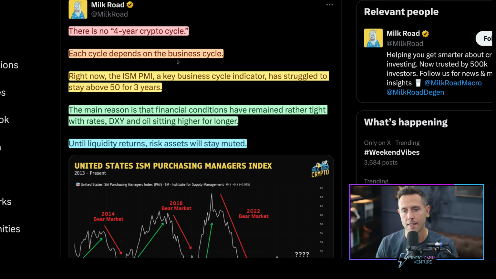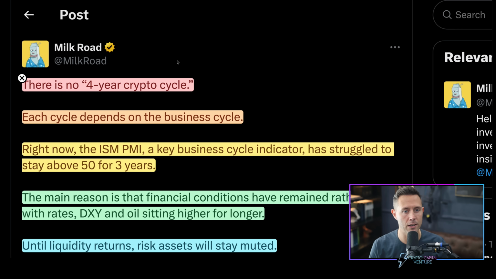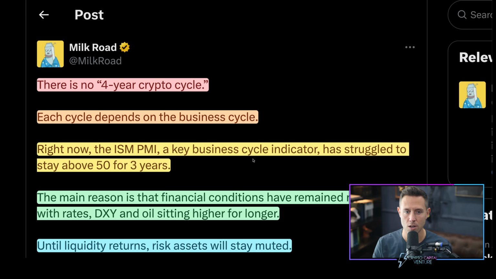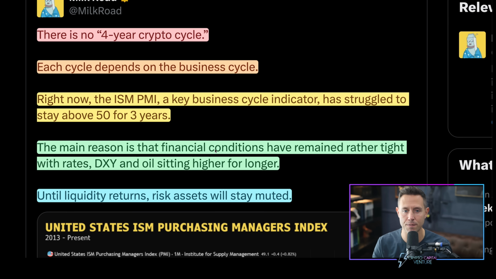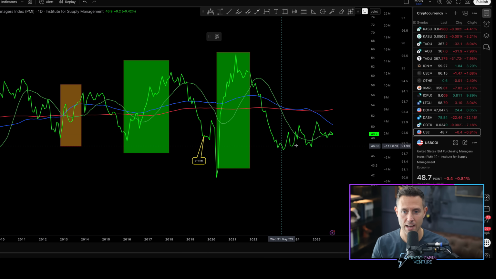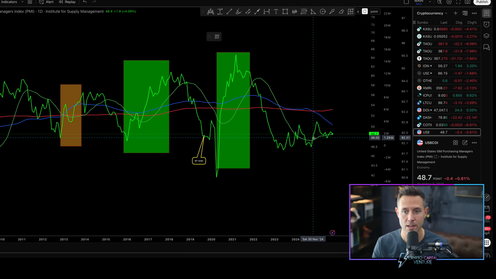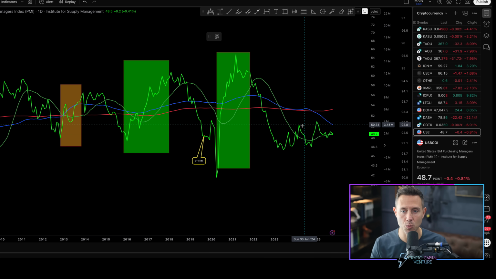So here's the post that my buddy shared with me. There's no 4-year crypto cycle. Each cycle depends on the business cycle. Right now, the ISM PMI, a key business cycle indicator, has struggled to stay above 50 for 3 years. And you can see this. We're at 48 right now. It popped above 50 back here in January, and right around 50 in March 2024.